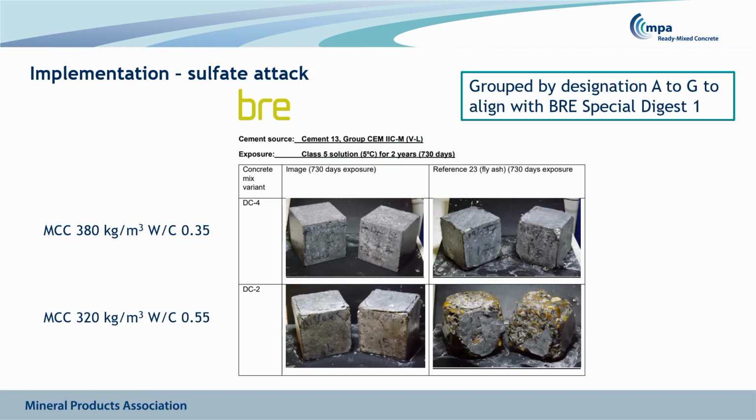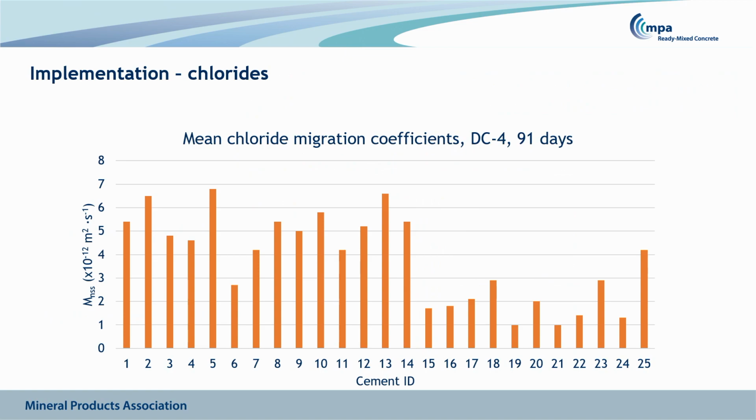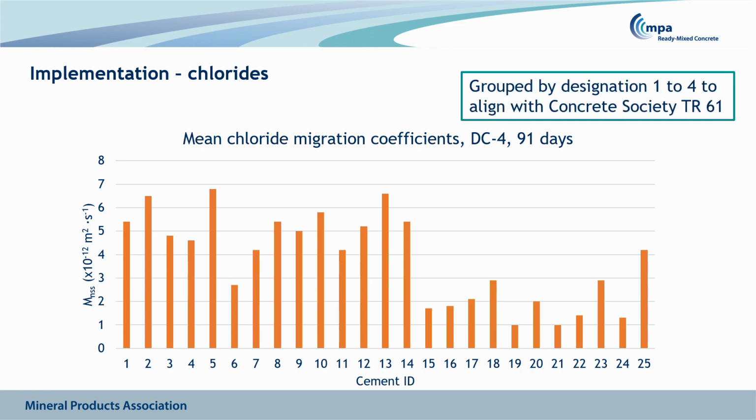The tables and cement types in that document might not be up to date, but as guidance for use of that document in sulfate conditions, it's still correct. Likewise, for chlorides, mean chloride migration coefficients were looked at for all the cement types, and these were grouped by designation 1 to 4, generally to align with Concrete Society Technical Report 61.